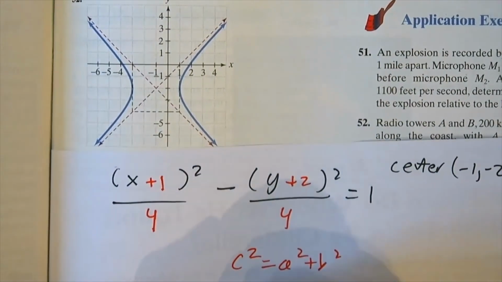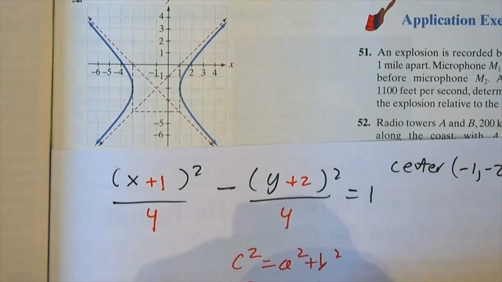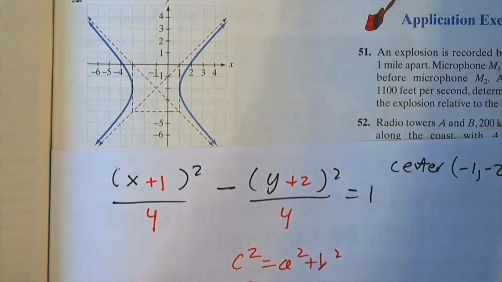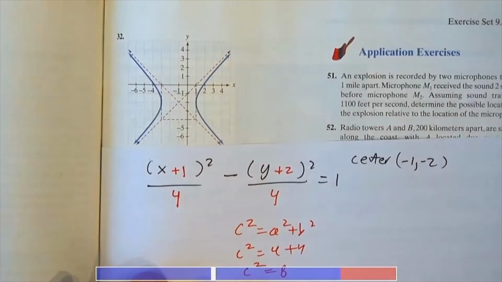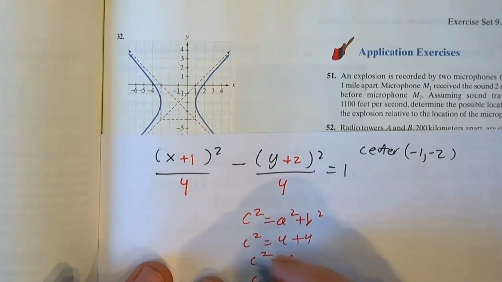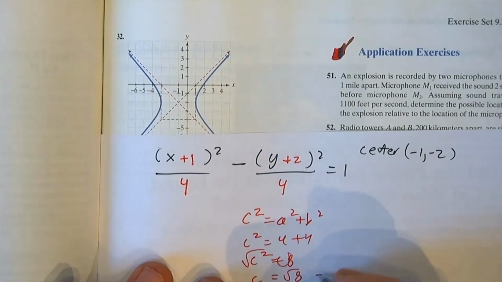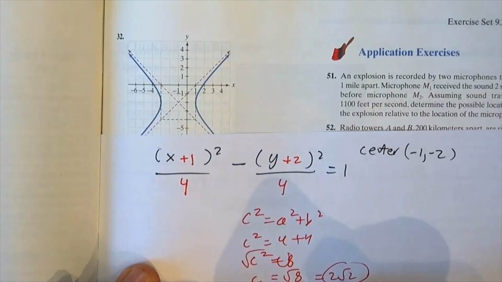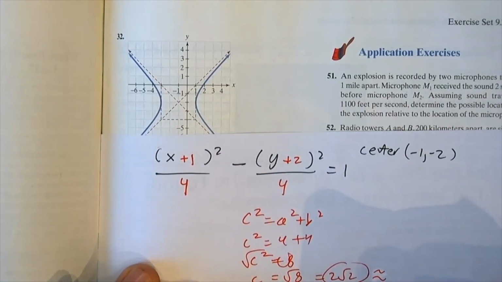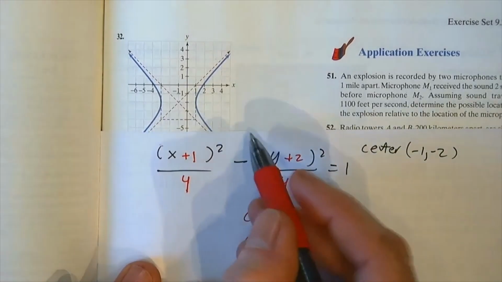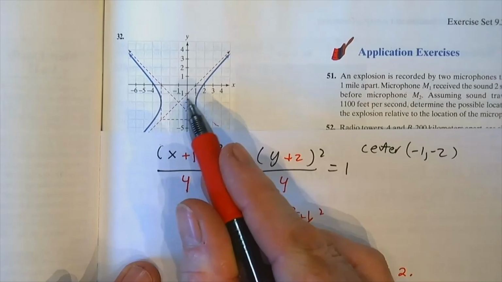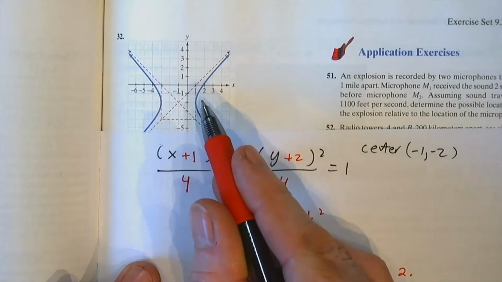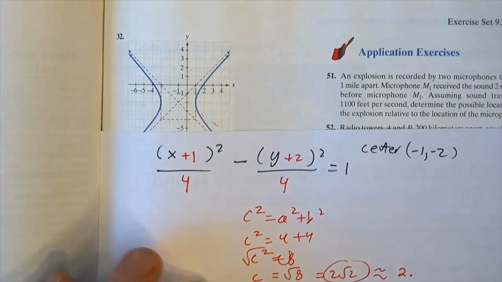If you had to find the focus points, you would go a squared plus b squared, so 4 plus 4. C squared is 8. Whoops, zoom out there. And you'd go, okay, the square root of that, radical 8, which is 2 radical 2. And you would go a distance of 2 radical 2, which you could put in your calculator to get your decimal. It's like 2 point something. And you would go 1, 2, and a little bit more. You'd be right in there.